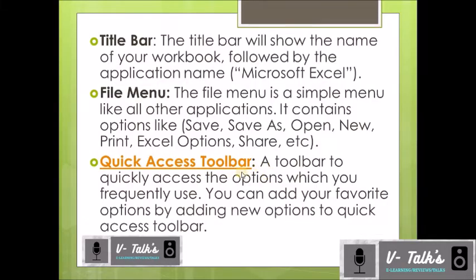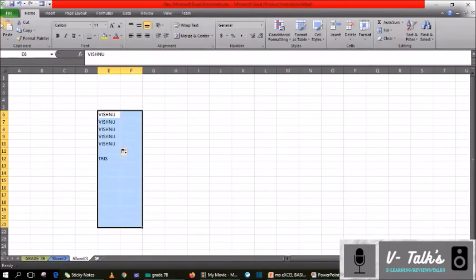Quick access toolbar. A toolbar to quickly access the options which you frequently use. You can add your favorite options by adding new options to the quick access toolbar. So this is the quick access toolbar. Here frequently used items are there. Here now save is there, undo button or redo button, then form, like that.